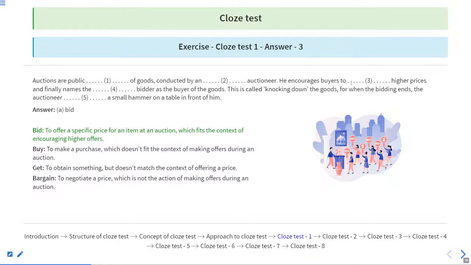He encourages buyers to buy doesn't fit in because it seems grammatically incorrect. Buy will require buy at higher prices, but that is not an option. Only the word buy is given. Therefore, it doesn't fit in.